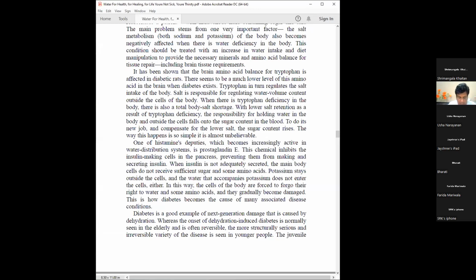The way this happens is so simple, it is almost unbelievable. So again, lack of salt will cause sugar content in the blood and the body to start rising. So a balance of salt and sweet intake needs to be maintained.